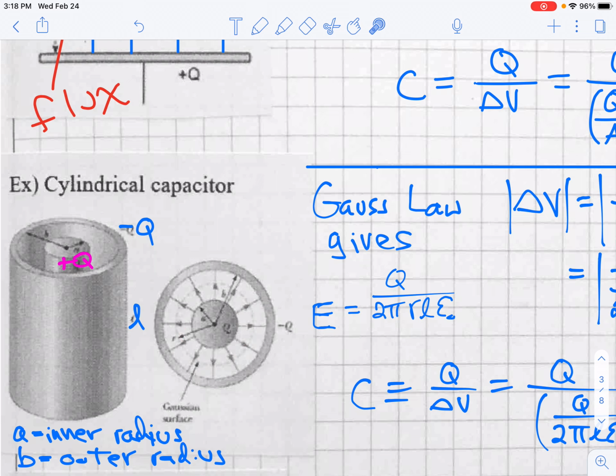So if we want to find the voltage difference between this surface and this surface, the delta V, we need to integrate the electric field from A to B or from B to A. It doesn't matter which way you do the integral because we're only interested in the magnitude of delta V, not whether it's necessarily positive or negative.